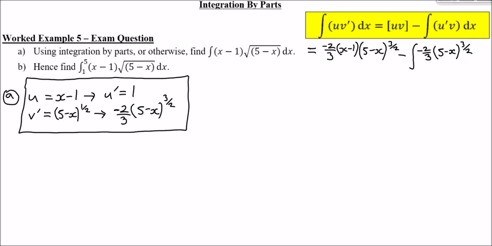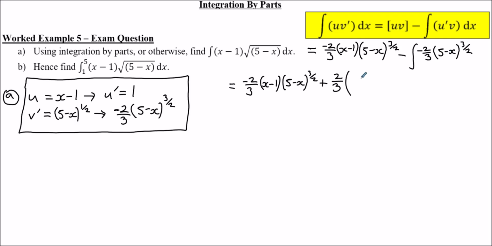So carrying on and just neatening it up, this first bit here we can leave as is, so we're going to get minus 2/3 (x minus 1)(5 minus x), close brackets, to the 3/2. Minus and a minus will make it a positive. So I'm going to take this 2/3 to the outside, and then integrate 5 minus x to the 3/2.